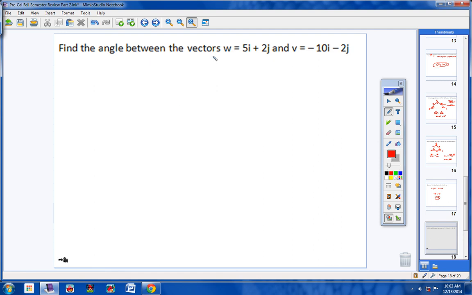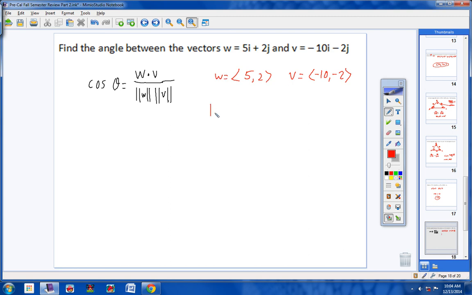Okay, we're going to find the angle between these two vectors here. Okay? The angle between these two vectors here. Now, there is a formula. Okay, here it is. There's the formula. So all that we have to do here is take the dot product of these two vectors and their magnitude. Find the magnitude. We'll be fine. So I'm going to do that real quick. W is 5 comma 2. V is negative 10 comma negative 2. Okay? Now, let's find the magnitude. This is W. This is V.